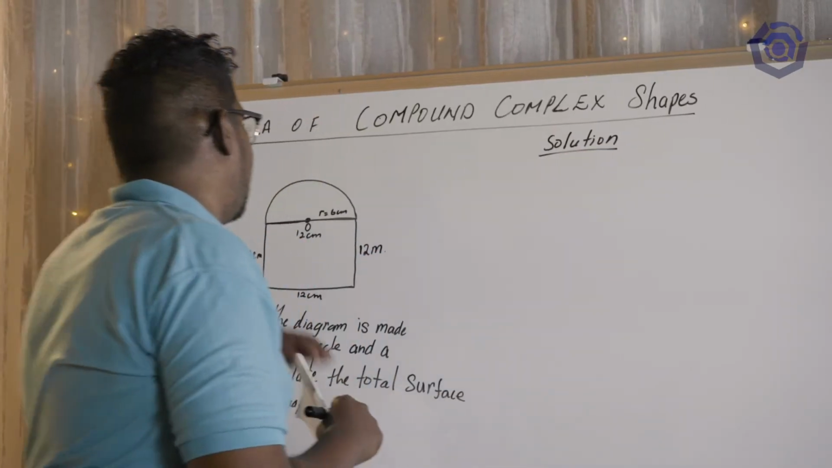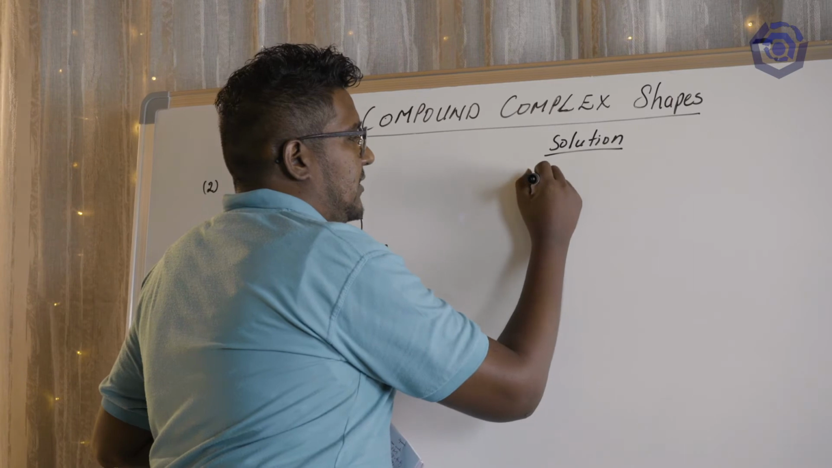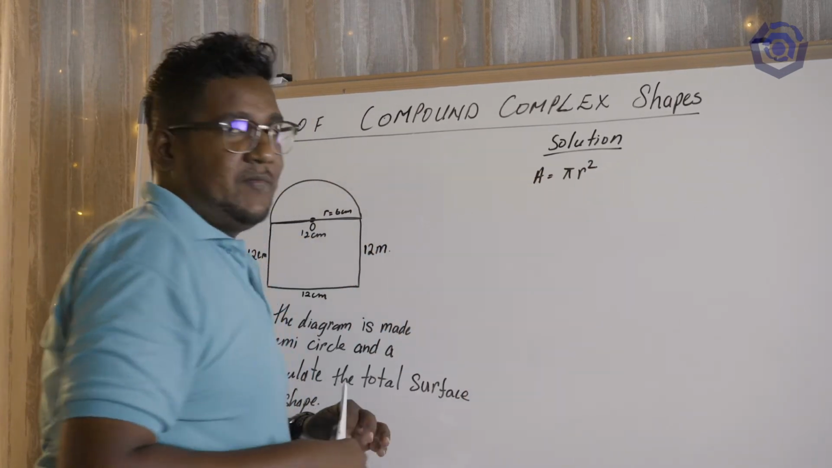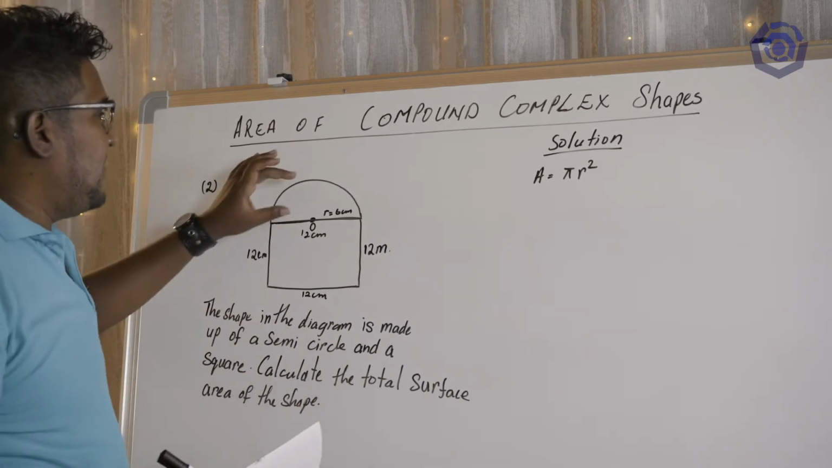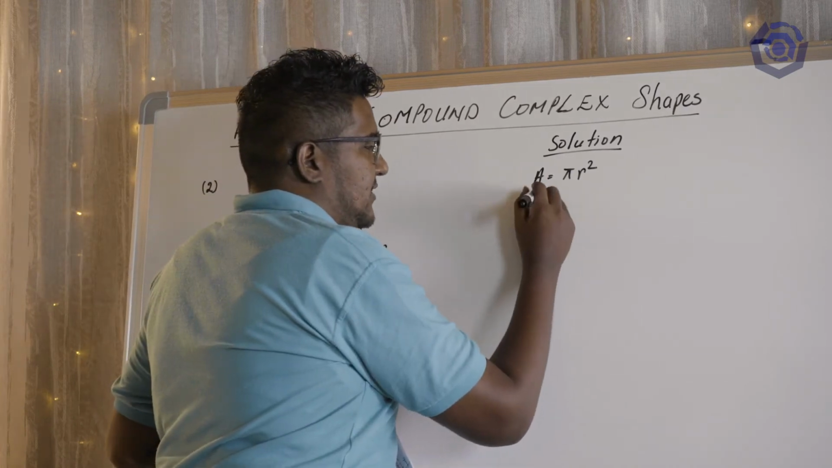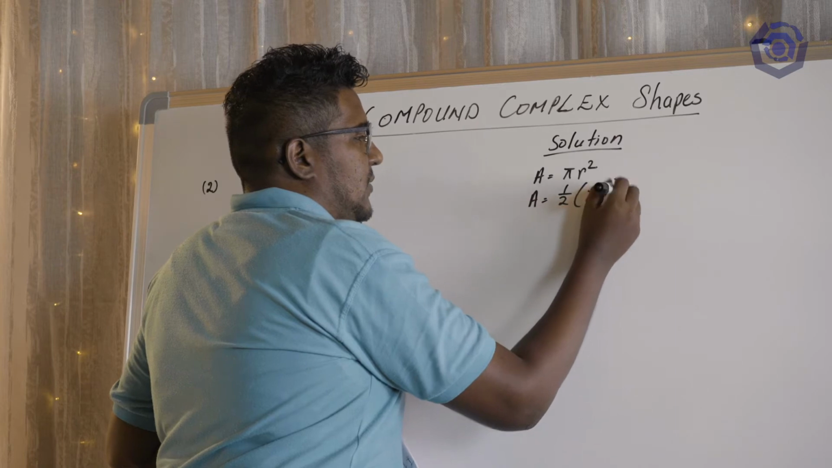So the first thing we'll be looking at would be our semicircle, right? So remember that area is equal to pi r squared. But this is going to give me the area for an entire circle. But we're not working with an entire circle, we have half of a circle. So to get the formula for half of the circle, all we do is half pi r squared.